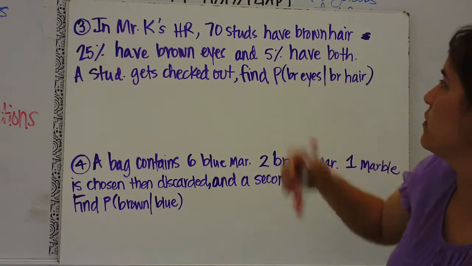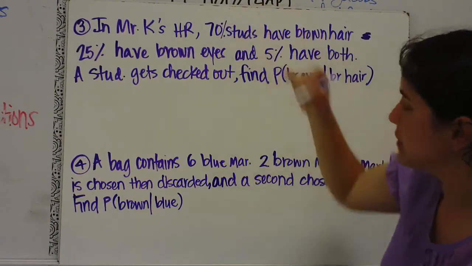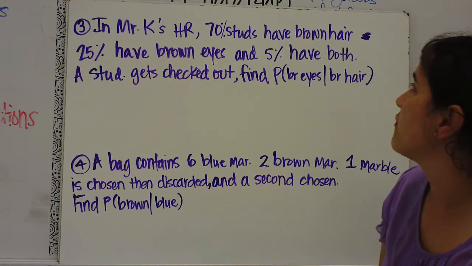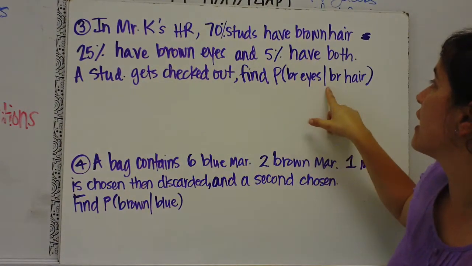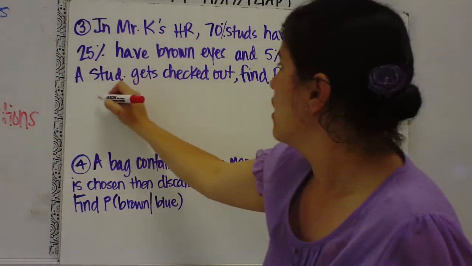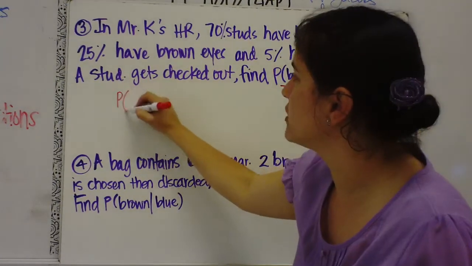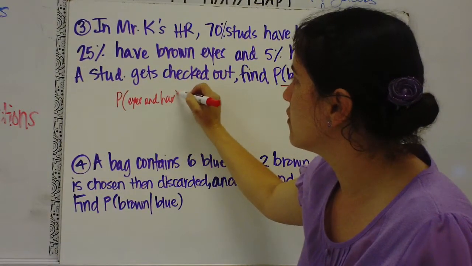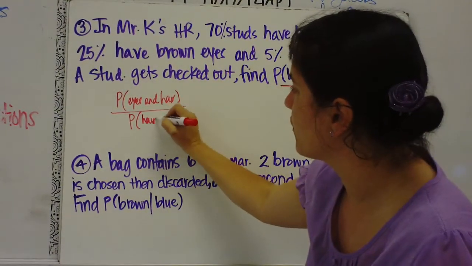In Mr. Klein's homeroom, 70 students, this is supposed to be 70%. 70% of students have brown hair, 25% have brown eyes, and 5% have both. A student gets checked out. Find the probability of brown eyes given brown hair. So the conditional probability. Whenever you have brown eyes given brown hair, we want to find the probability of brown eyes and brown hair divided by the probability of just the given part, just the brown hair.